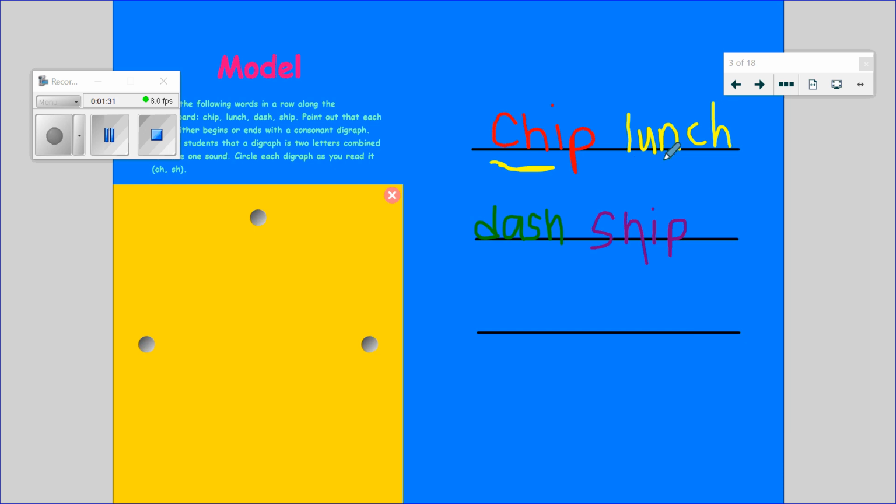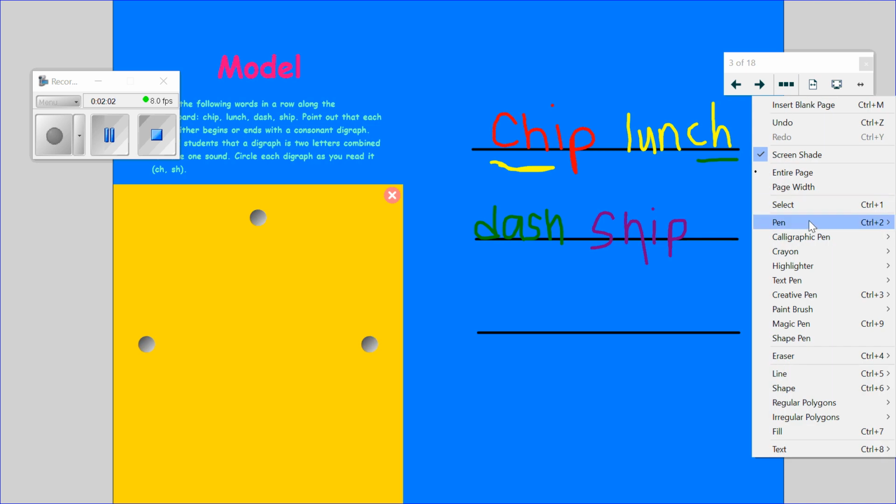Our next word is lunch. Lunch. I also hear the ch blend in lunch. CH says ch. Is this blend at the beginning or at the end of the word? It's at the end of the word, so this would be a final blend. A final also means last or end. The ch is at the end of the word lunch.